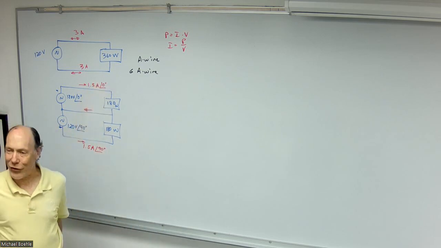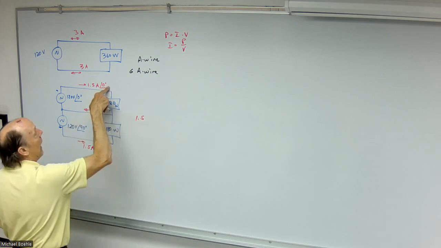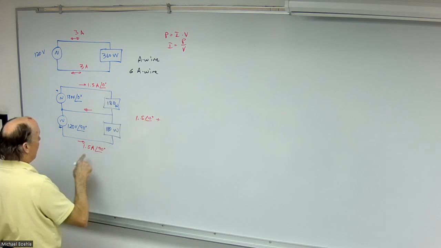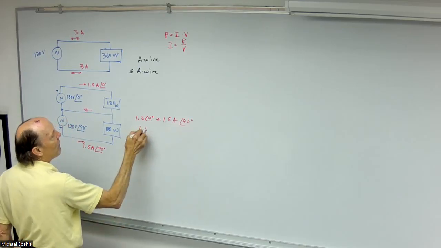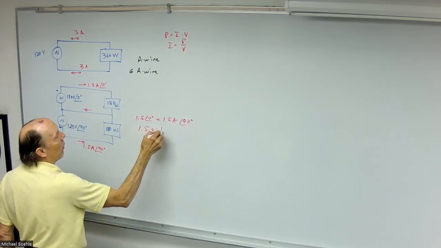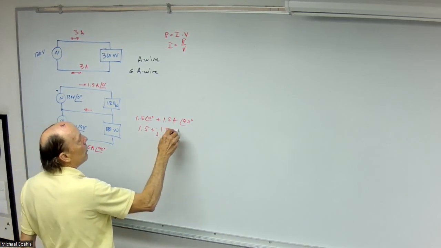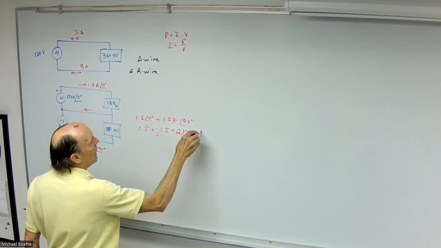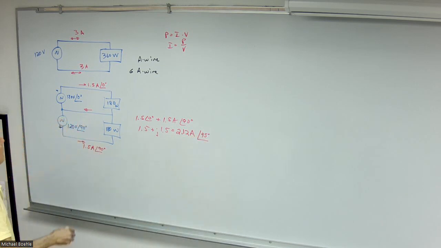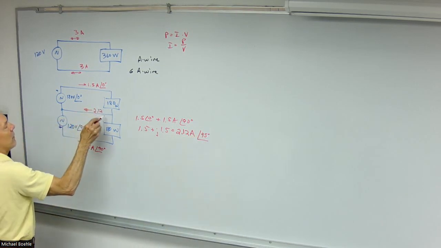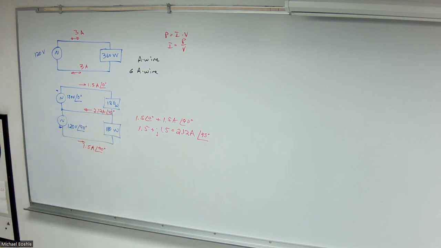Now we get to use our angles. So the current here is actually going to be 1.5 amps at 0 degrees plus 1.5 amps at 90 degrees, or 1.5 plus j1.5, which is 2.12 amps at an angle of 45 degrees. Make sense to everyone?